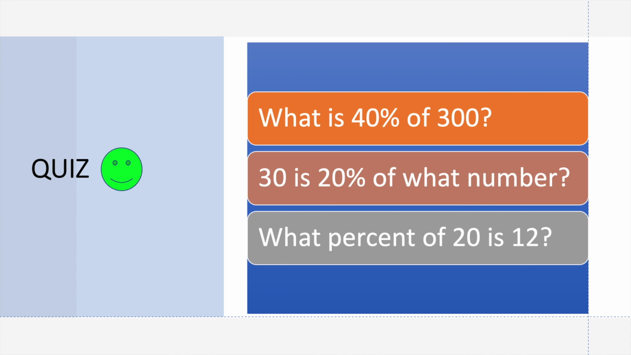These three questions are to test to see if you really understand the video and the formula and the strategy that we use, which is a really simple strategy to solve any percent problem. Go ahead and solve this problem and comment down below.